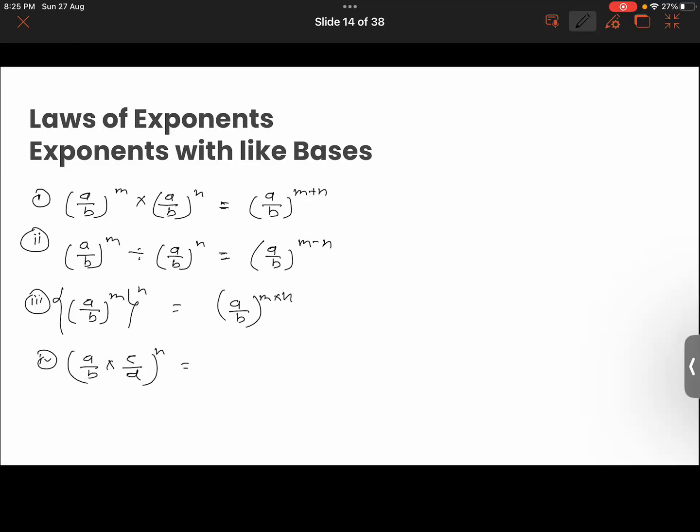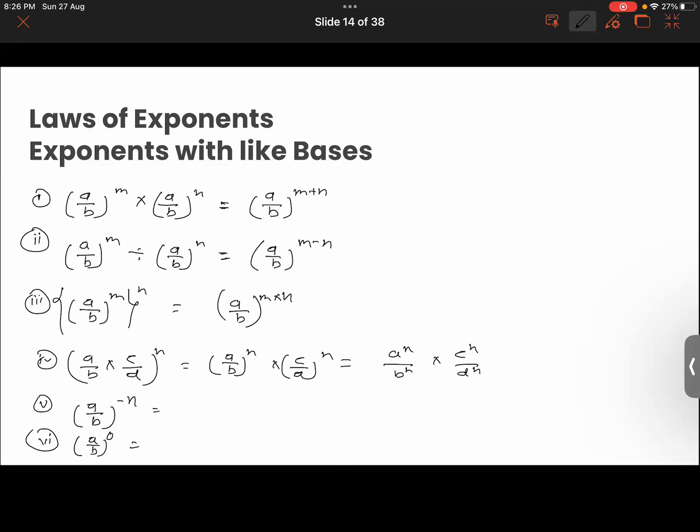Okay, then the next one, Arhan. Since the power is getting multiplied on the whole of the value, we can take a upon b raised to the power n multiplied by c upon d raised to the power n. And further it can be written like this also, right? Good.